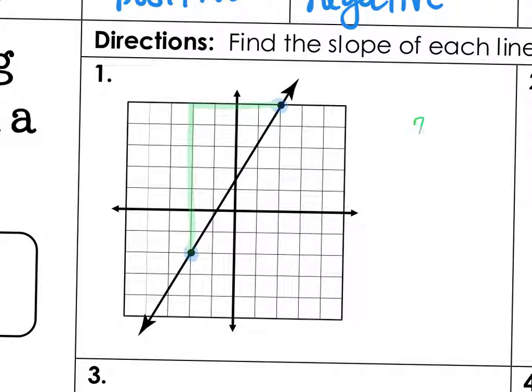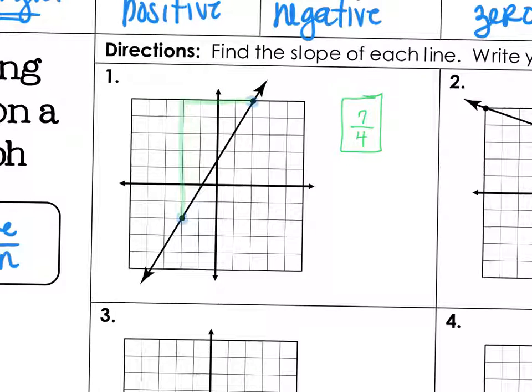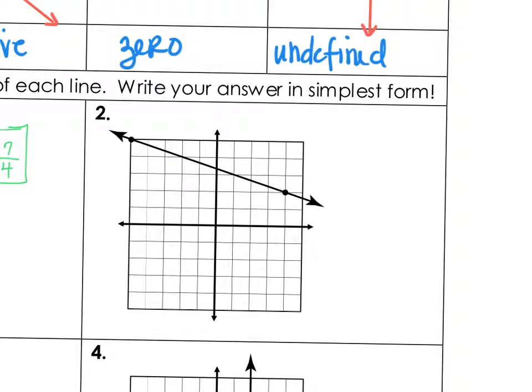So we rise 7, and we run 1, 2, 3, 4. We rise 7, and we run 4. So the slope of this line is 7 over 4. So to get from this point to the next point, wherever this point may be, you would rise 7 and run 4. Notice that the slope is positive because from left to right, the line is going up. It's a positive slope. So let's take a look at the next one.